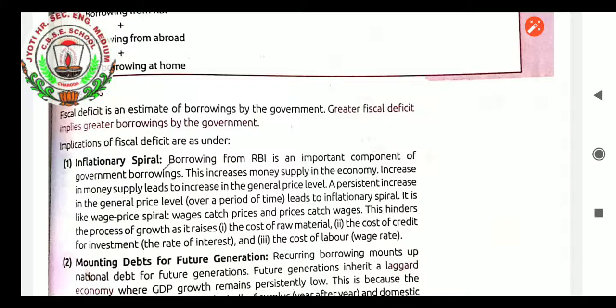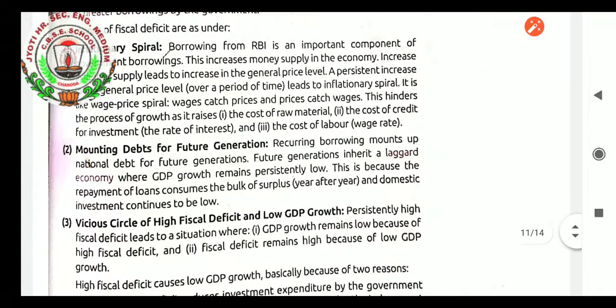This hinders the process of growth as it raises the cost of raw material, the cost of credit for investment, the rate of interest, and the cost of labor increases unnecessarily. Mounting debt for future generation. Recurring borrowings mount up national debt for future generations. Future generations inherit a laggard economy where GDP growth remains persistently low. This is because the repayment of loans consumes the bulk of surplus year after year, and domestic investment continues to be low. So that is known as mounting debt for future generation.